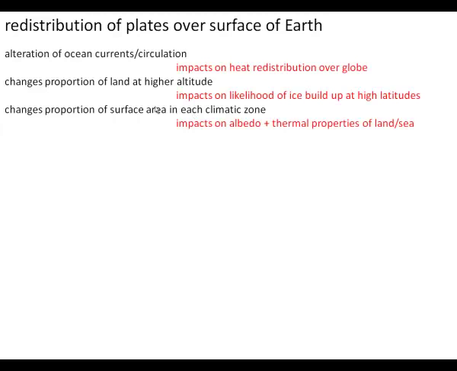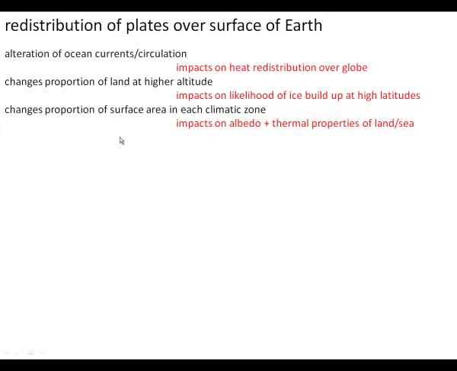So here we are. We start to alter things such as the ocean currents and circulation. We're going to have to redefine our models for how we redistribute heat over the surface of the Earth. If you've got more land at higher altitude, it's more likely, if all other variables stay the same, you're going to have greater likelihood of ice building up at high latitudes, because of course the ice is going to actually reduce the overall albedo of the Earth.